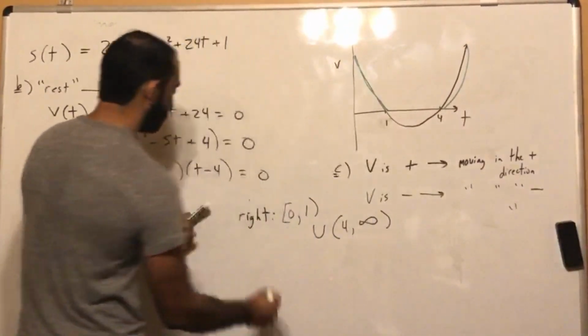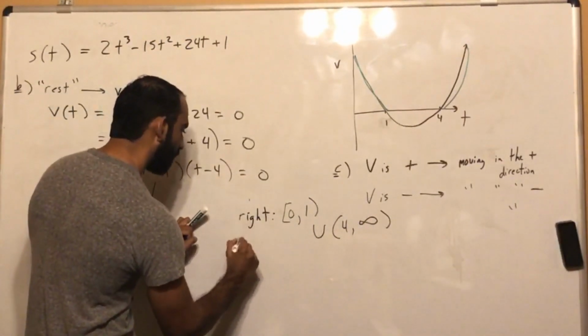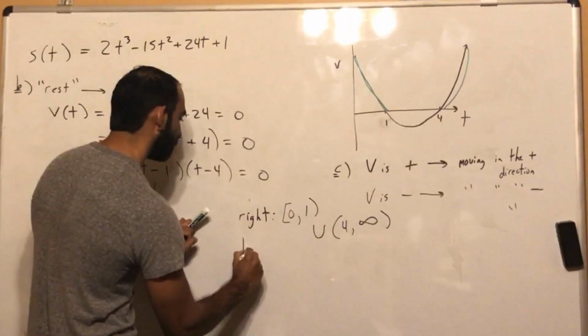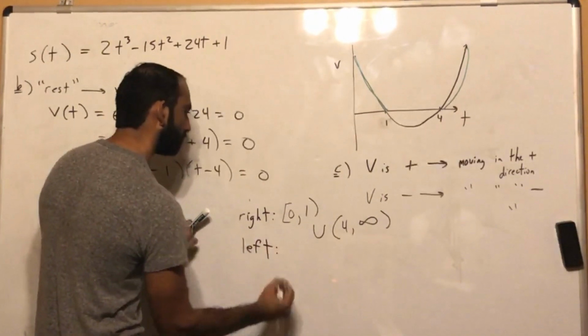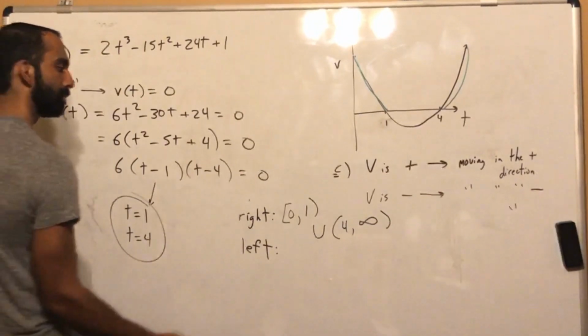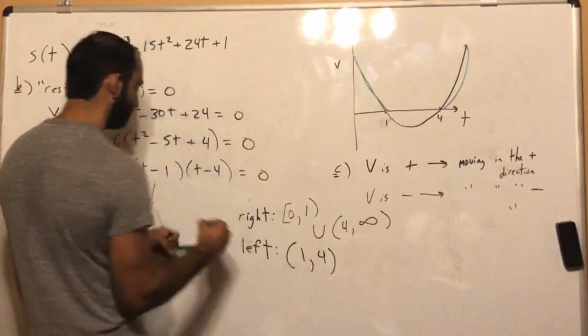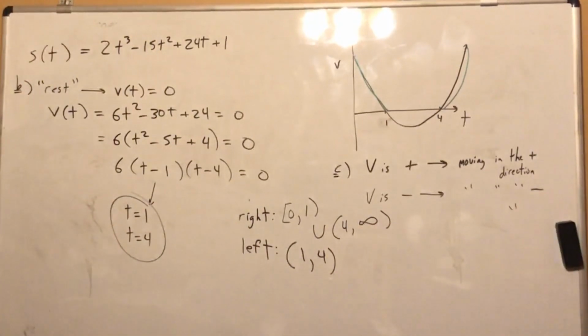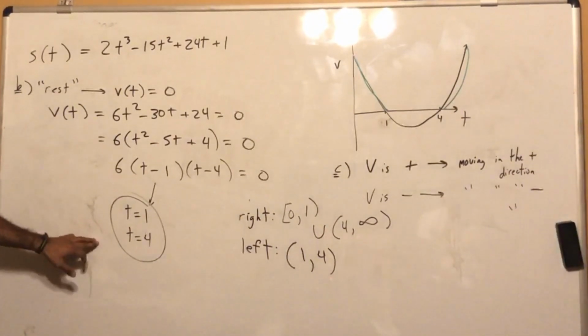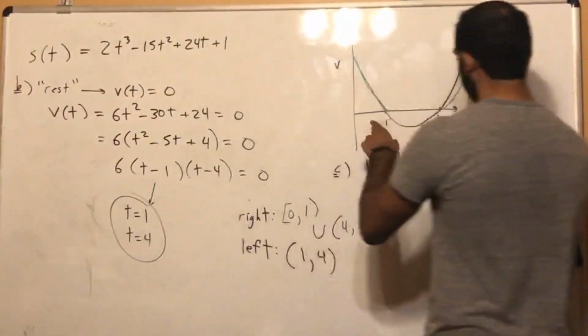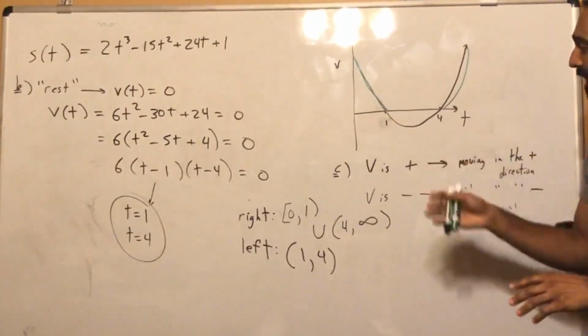And likewise, when is it moving in the negative direction, to the left? It would be the interval 1 to 4, non-inclusive. Any questions about that? At points 1 and 4, the velocity is just 0, like part B asks, so the particle is at rest. It's not moving at just 2 instants in time, but at every other moment in time, it's moving either right or left.